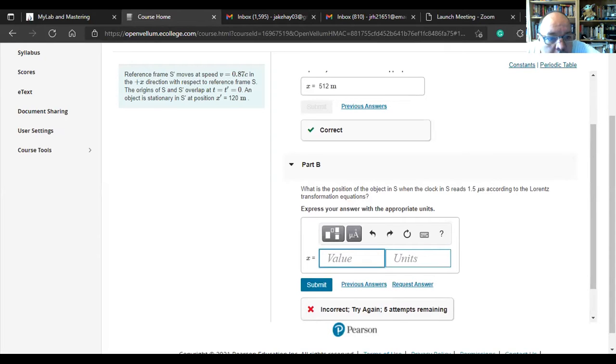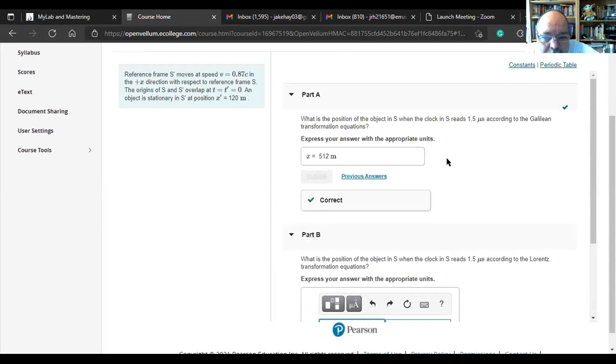Okay. So reference frame S prime moves at speed 0.87 c in the plus x direction with respect to reference frame S. The origins of S and S prime overlap at t equals 0. Okay, so yeah, this is the weird part. Do you remember I actually gave you the equation that they're using for this? What was part A? I think they just wanted to know what x was, given that our x prime was 120. Yes. And they gave us that S reads 1.5.